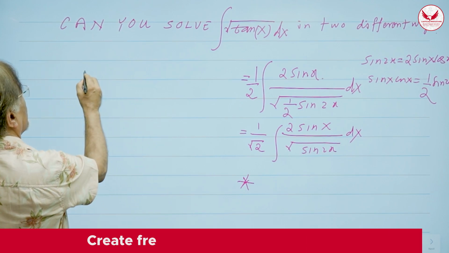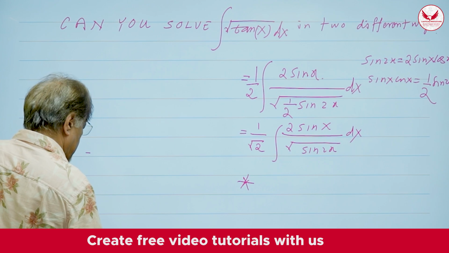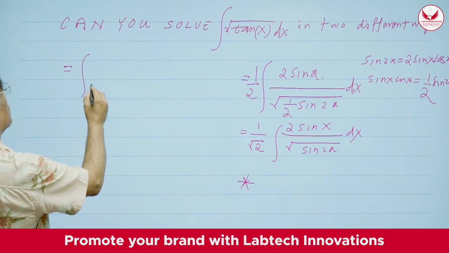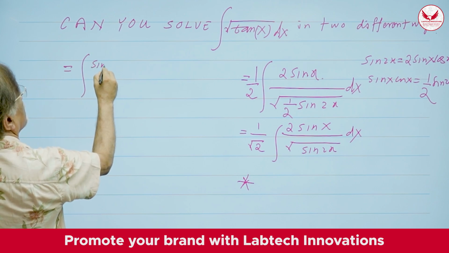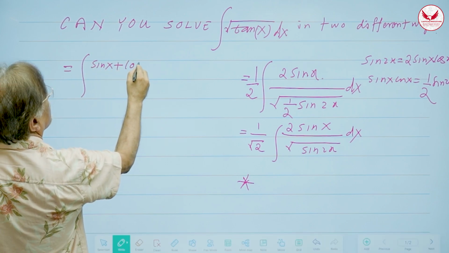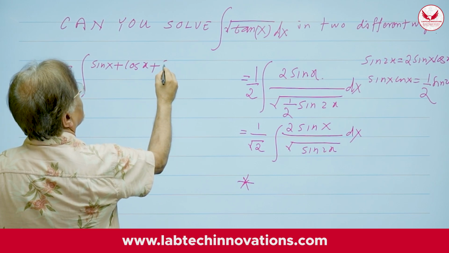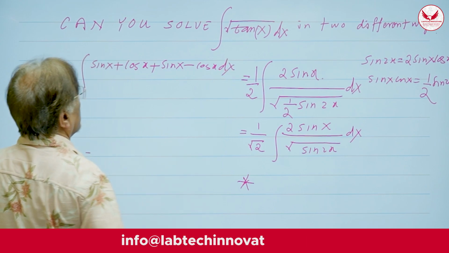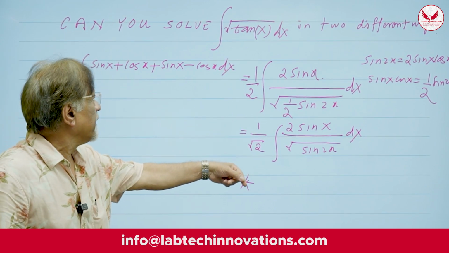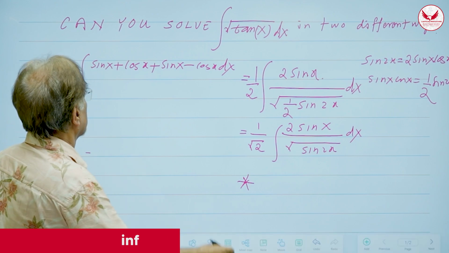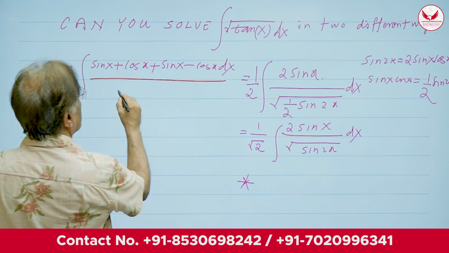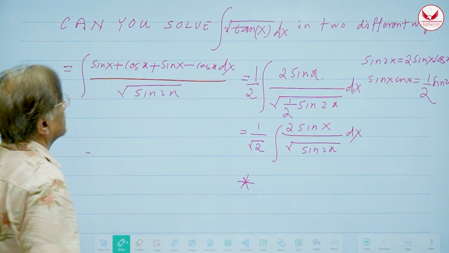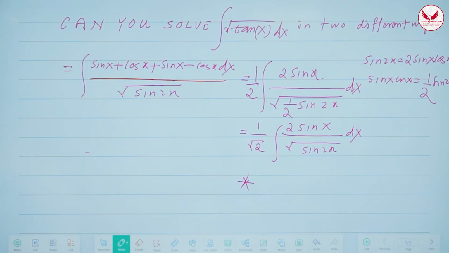Now this step, what am I going to do? As I did last time also, this will be 2 sin x, no? So 2 sin x can be written as (sin x plus cos x) plus (sin x minus cos x), which means basically I am not changing anything. Sin x plus sin x is 2 sin x and cos x minus cos x anyway cancels, right? So this is divided by square root of sin 2x dx. Now you will be wondering, why am I doing it?